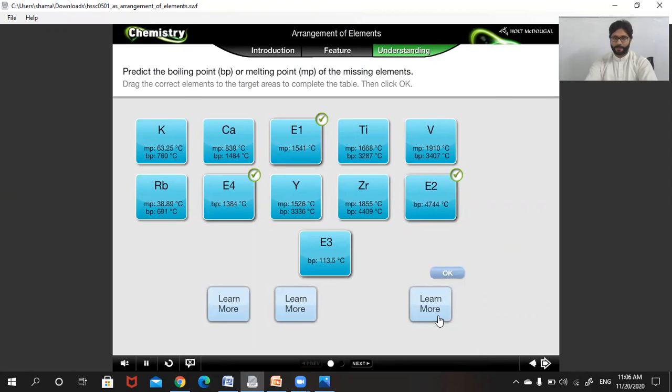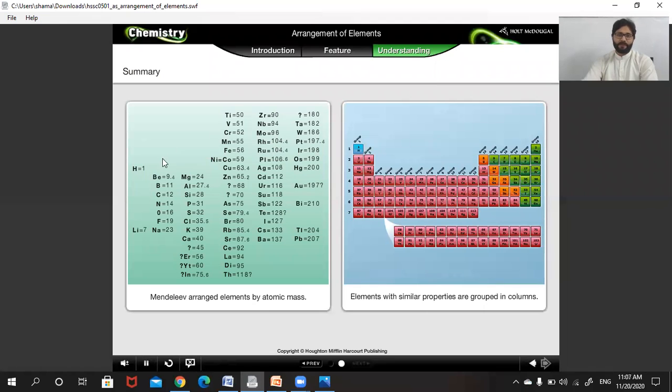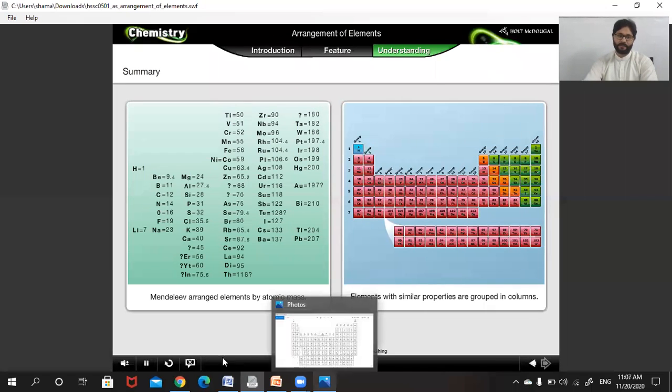That's right. Click Learn. The modern periodic table still shows some of the same relationships that Mendeleev found. Here, boiling point and melting point increase from left to right, and similar values are generally found in the same columns. Now, dear student, this is the summary of Mendeleev's periodic table and the modern periodic table. In Mendeleev's periodic table, when we are going from top to down, we call it period. And when we are moving from left to right, we call it groups. This is completely opposite of the modern periodic table.